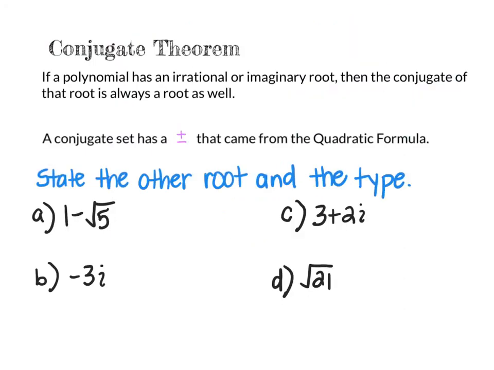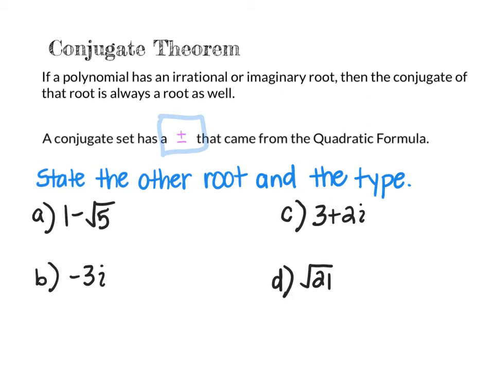And honestly, the reason we're going to talk about the conjugate theorem is because this theorem does help us understand what happens when we have imaginary or irrational roots. If a polynomial has an irrational or imaginary root, then the conjugate means that that is also a root as well. So basically what that says is a conjugate has a set. It has a set of a plus and a minus. So if you notice right here, I said that the set has a plus and a minus.